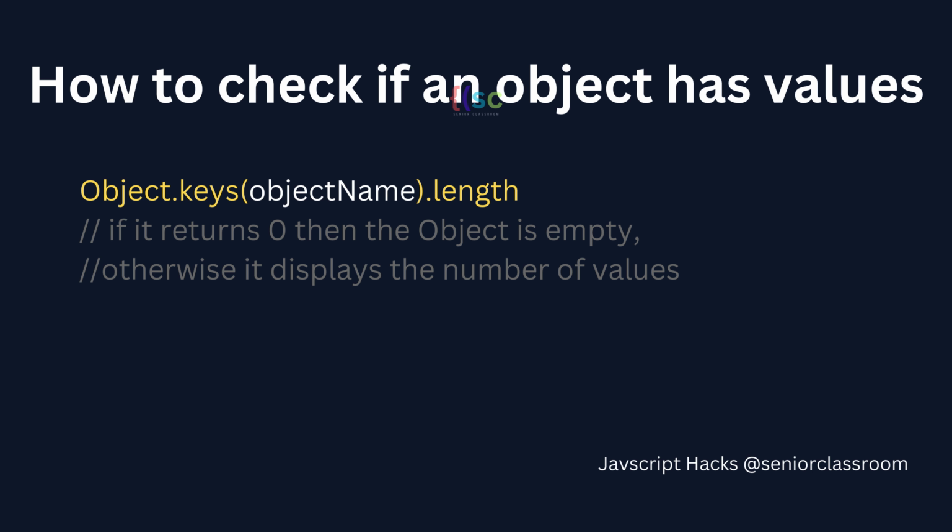How to check if an object has values. When you're working with multiple objects, it gets difficult to keep track of which ones contain actual values and which you can delete. Here's a quick hack on how to check if an object is empty or has a value with the Object.keys function.